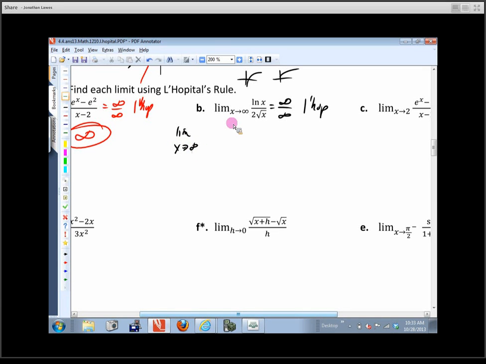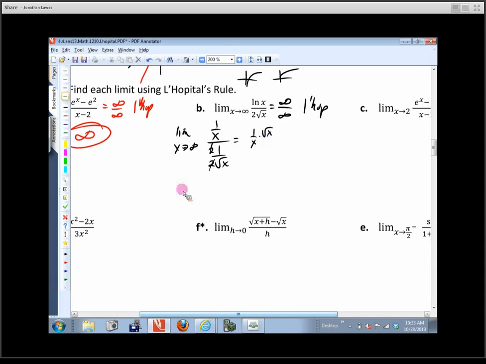Derivative of ln x, 1 over x. Derivative of 2 times the square root function. Well, that's going to be 2 times 1 over 2 square root x. Those are going to cancel. I'm going to flip this over to simplify the complex fraction. So this is going to give me 1 over x times square root of x. Is everybody okay with that?